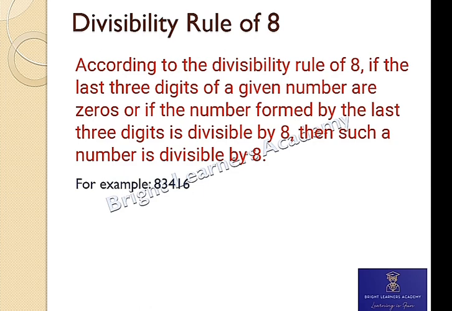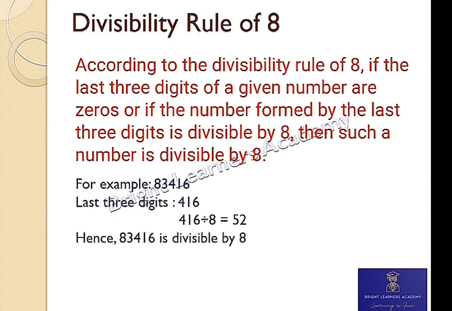So first, what are the last 3 digits? Last 3 digits are 416. Now let's divide this by 8. 416 divided by 8, we will get 52 as the quotient. So it means this number is divisible by 8. We don't need to divide the whole number. We have to just focus on the last 3 digits. If the last 3 digits are divisible by 8, it means the whole number would be divisible by 8.